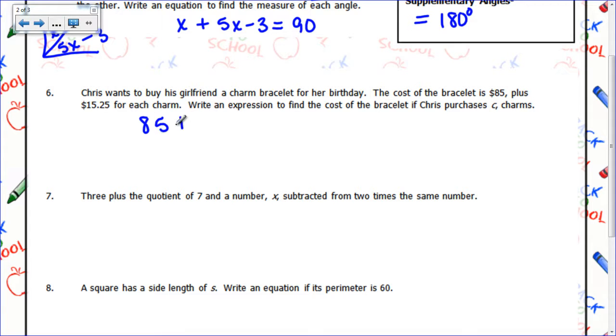Plus, it even says the word right there, plus, he's going to pay $15.25 for each charm, and he's going to buy C number of charms. We don't know how many. We're just going to call it C. We don't know how much his total is going to be, so there's no equal sign. That's the expression that we would use to figure it out.